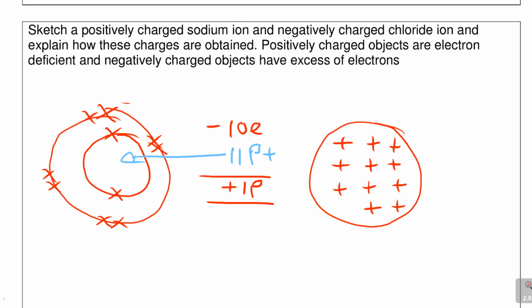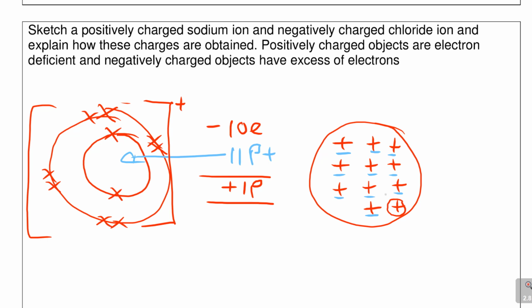So we still have 11 protons, but look at the electrons now. It will be 1, 2, 3, 4, 5, 6, 7, 8, 9, 10. So there is this extra one here. You see, that is positive. So what we usually do is put a bracket and say this is positive.